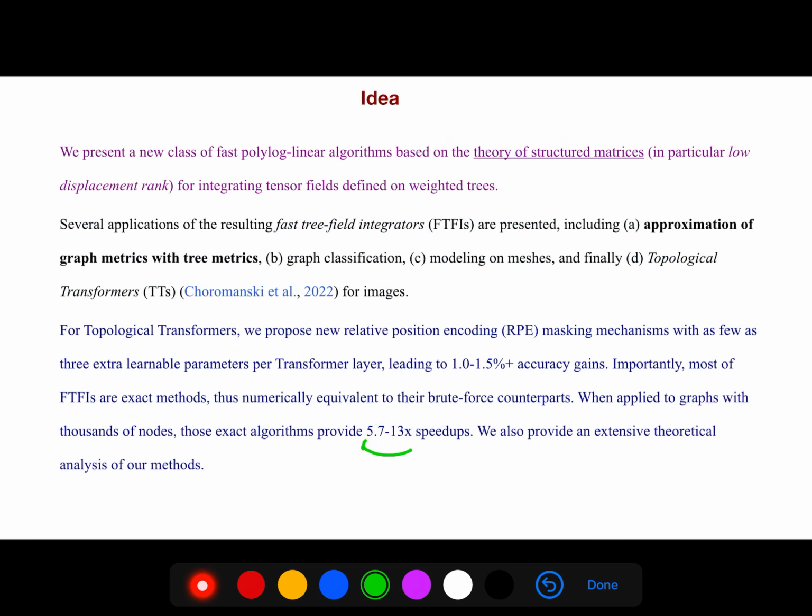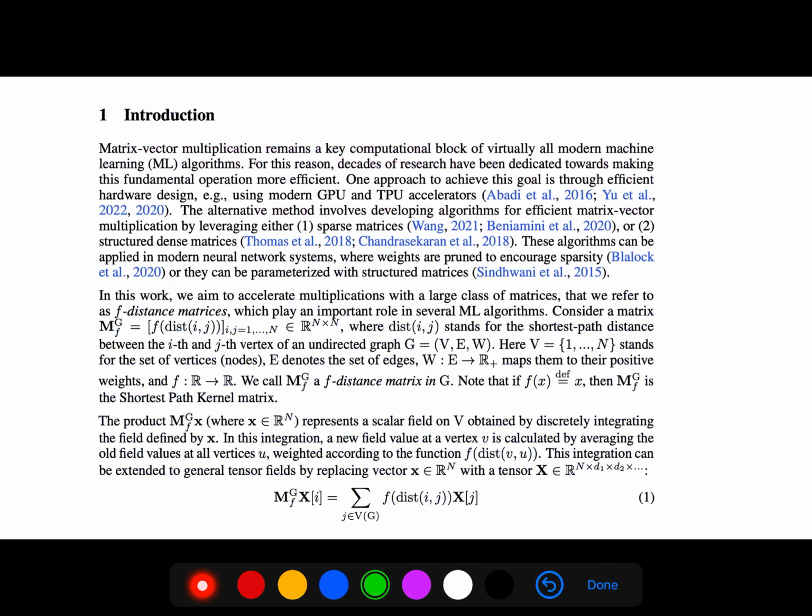So even in the previous video, I talked about these topological transformer masking of that. But now here we have a different version of that, a different idea.